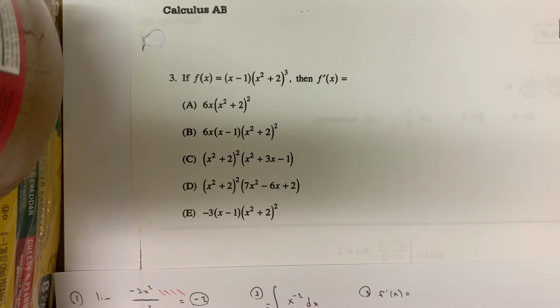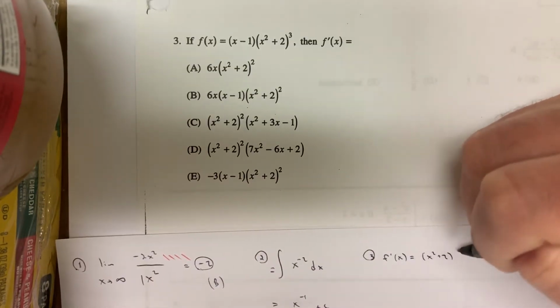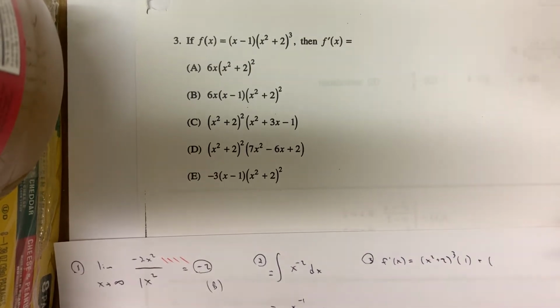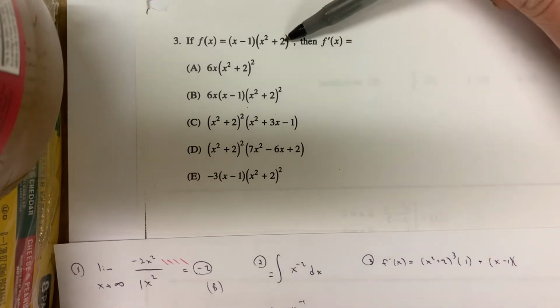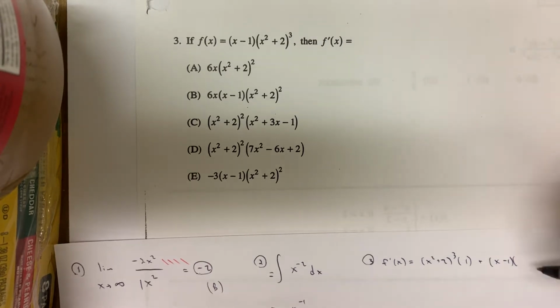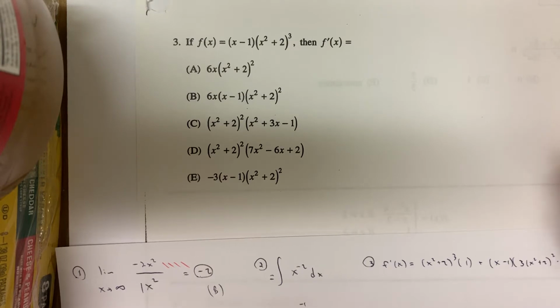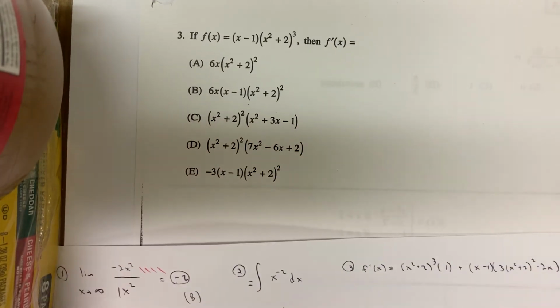The second function we know is x squared plus 2 quantity cubed, times the derivative of the first, which is 1, plus the first, which we know is going to be x minus 1, times the derivative of the second. To take the derivative of x squared plus 2 quantity cubed, drop the 3 down like it's hot. Rewrite the x squared plus 2, raise it to 1 less. Don't forget to multiply by 2x, the derivative of the inside.